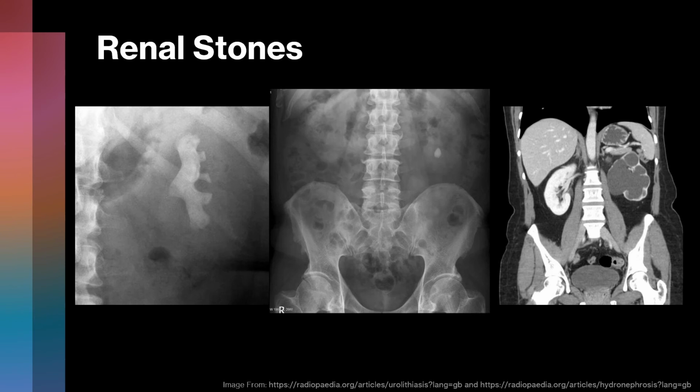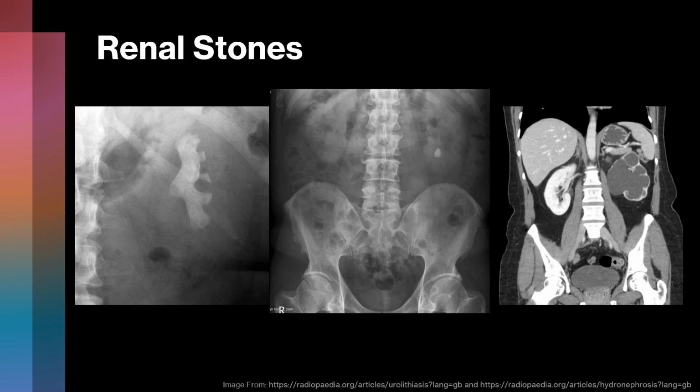So now we can move on and consider some of the other systems that you might identify an anomaly in on abdominal imaging. So, for example, that of renal stones. As you can see on the left, we have an example of a staghorn calculus, and on the right, we have an example of severe hydronephrosis.